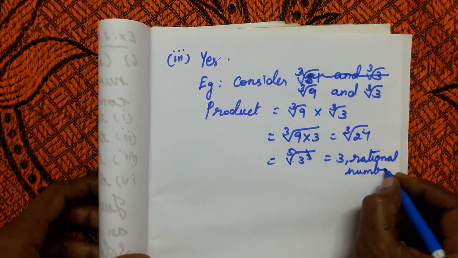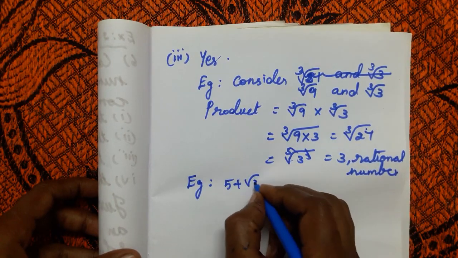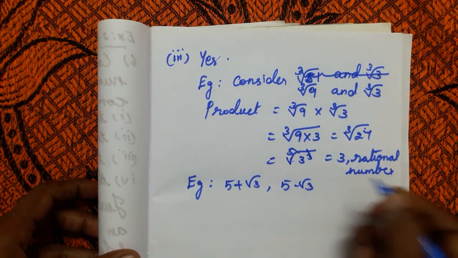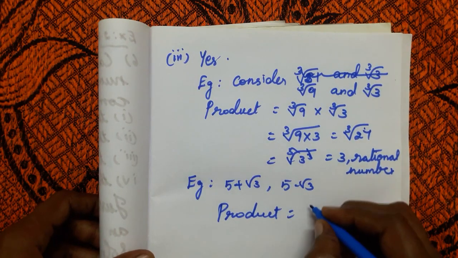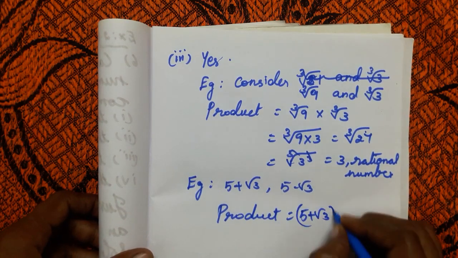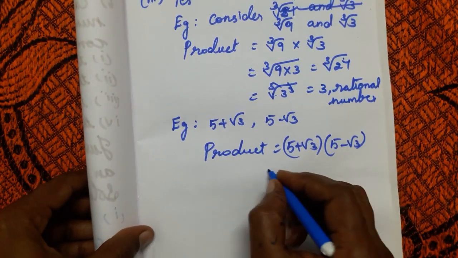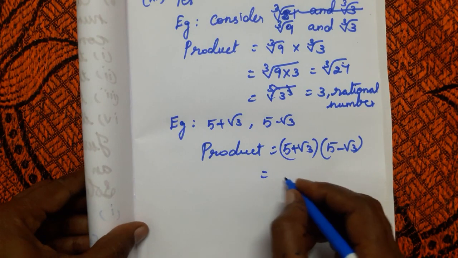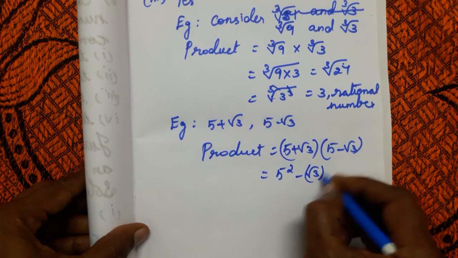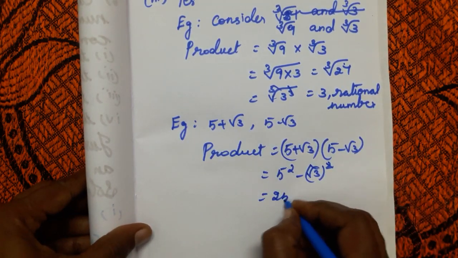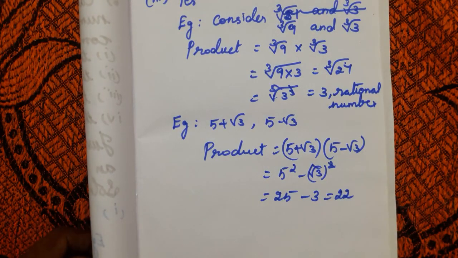You can give another example also. Another example I am giving: 5 plus root 3, 5 minus root 3. When we are finding the product, 5 plus root 3 into 5 minus root 3. a plus b into a minus b means a square minus b square. So 5 square minus root 3 the whole square is equal to 25 minus 3, which is equal to 22. It is a rational number.